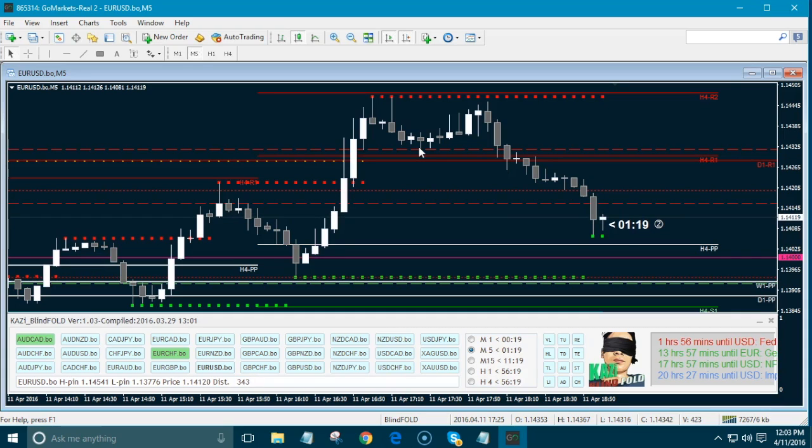But this is pretty much it. This is BlindFOLD. Again, it's a very successful strategy. I would say probably out of all the strategies that we have, it probably has the lowest learning curve. But just like all of the strategies, you have to psychologically make the right decisions when you take the trades and follow the rules appropriately.